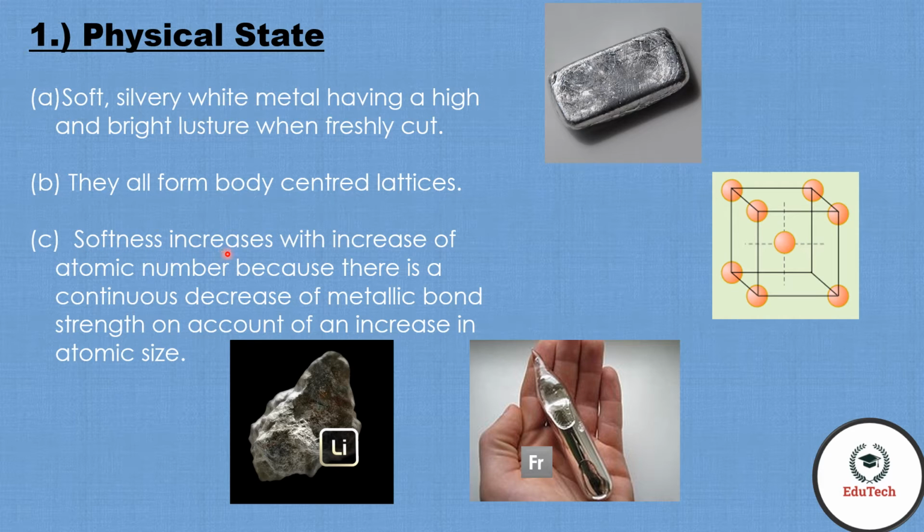They are soft. The softness increases with the increase of atomic number because there is a continuous decrease of metallic bond strength on account of an increase in atomic size. See here, lithium is hard in this picture, and compared to francium, francium is very soft, but lithium is a bit harder than francium. But both are soft. The softness increases from lithium to francium.